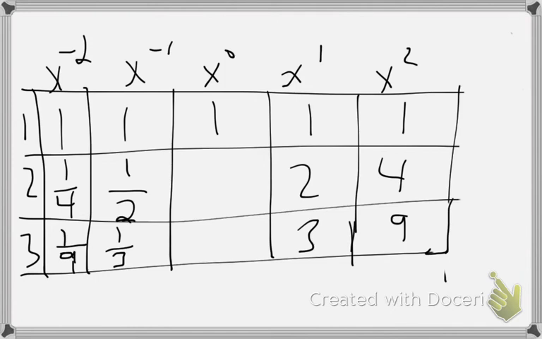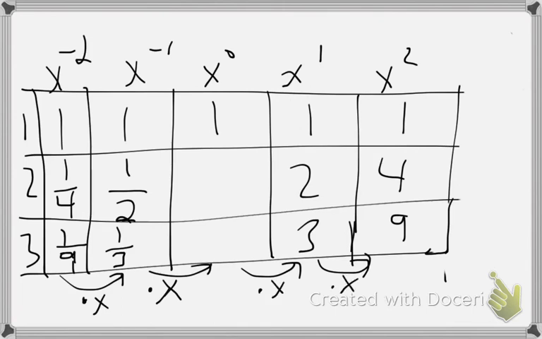Now you'll notice the pattern I'm talking about here. Anytime we're going from left to right, you're just multiplying by your base. You're multiplying by x. So if it's 3, I'm multiplying by 3 each time. If it's 2's, I'm multiplying by 2 each time. Similarly, going backwards has the opposite pattern. Each time you are dividing by x.